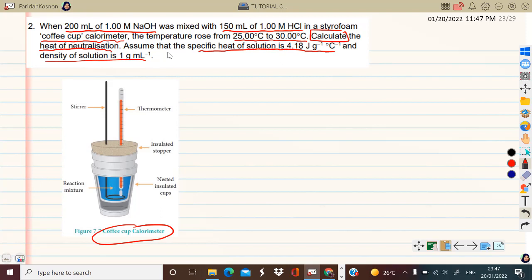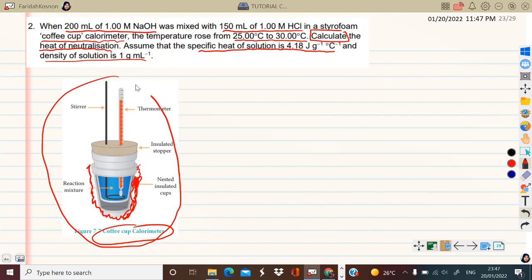Baiklah. Jadinya sekarang saya ada gambar rajah simple or coffee cup calorimeter kat sini. Actually dekat luar ni dia ada letak insulator satu penebat lah kat luar ni. Because simple coffee cup calorimeter ini juga adalah isolated system. So let's say this is our system. Okay, so sistem kita ni terdiri daripada apa? Thermometer, stirrer, and then the reaction mixture kat dalam ni.